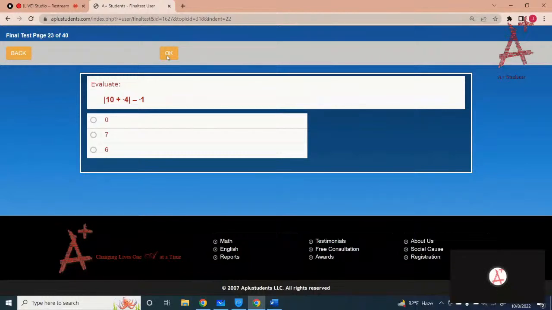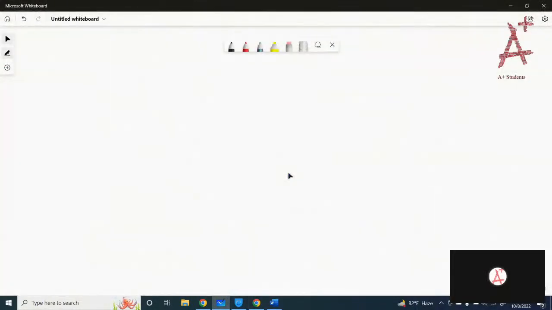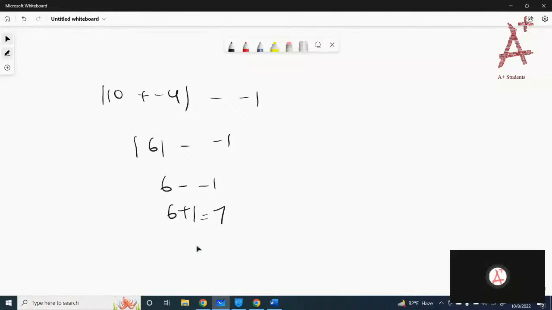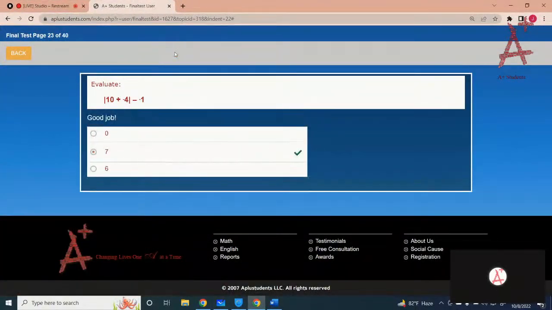Okay, 10 plus negative 4. Let me write it down on board. 10 plus negative 4 minus negative 1. Yes. So 10 plus negative 4 is 10 subtract 4, which is 6, and the absolute value of 6 is 6. So subtracting a negative number is same as adding. It would be 6 plus 1, and the answer is 7. Got it? You can note down the example. I'll wait for a while. It would be 7. Select the correct option and click on the OK button.